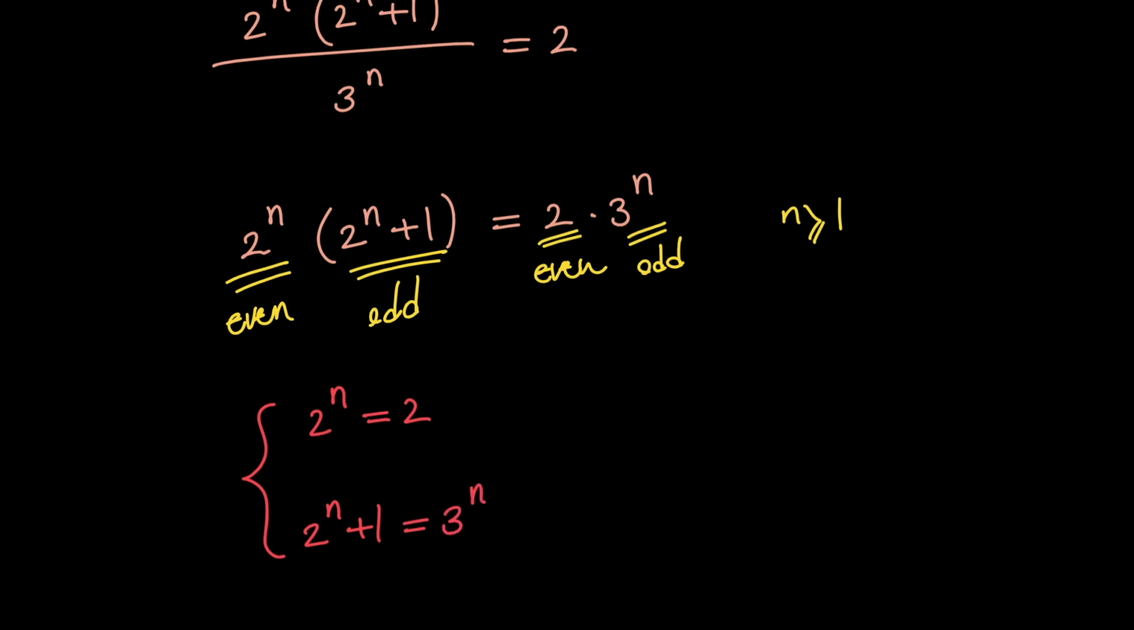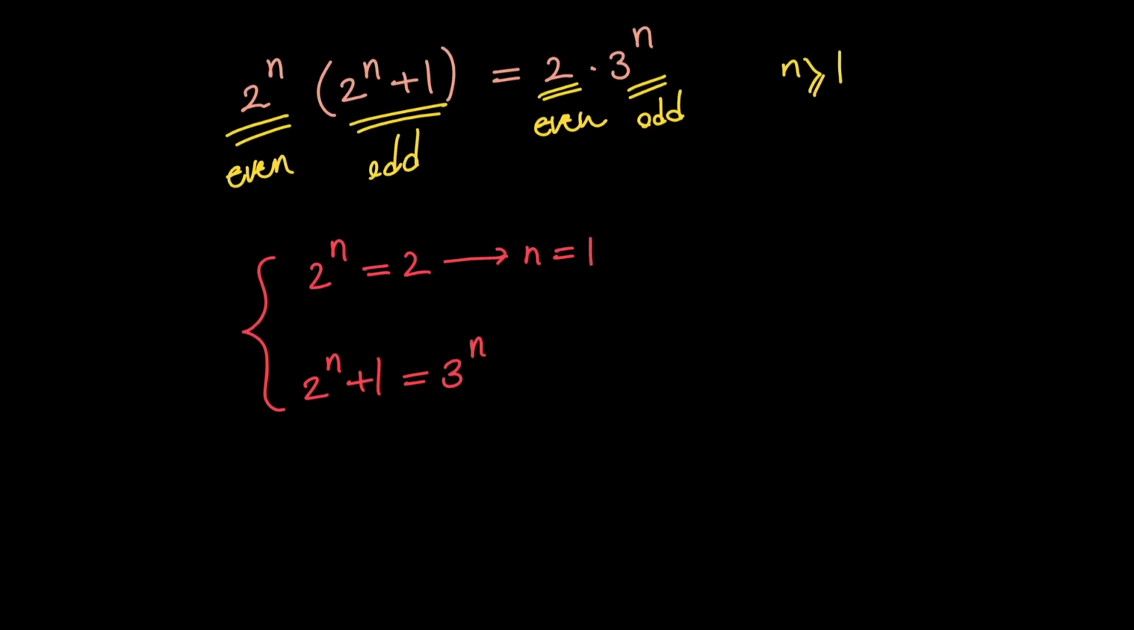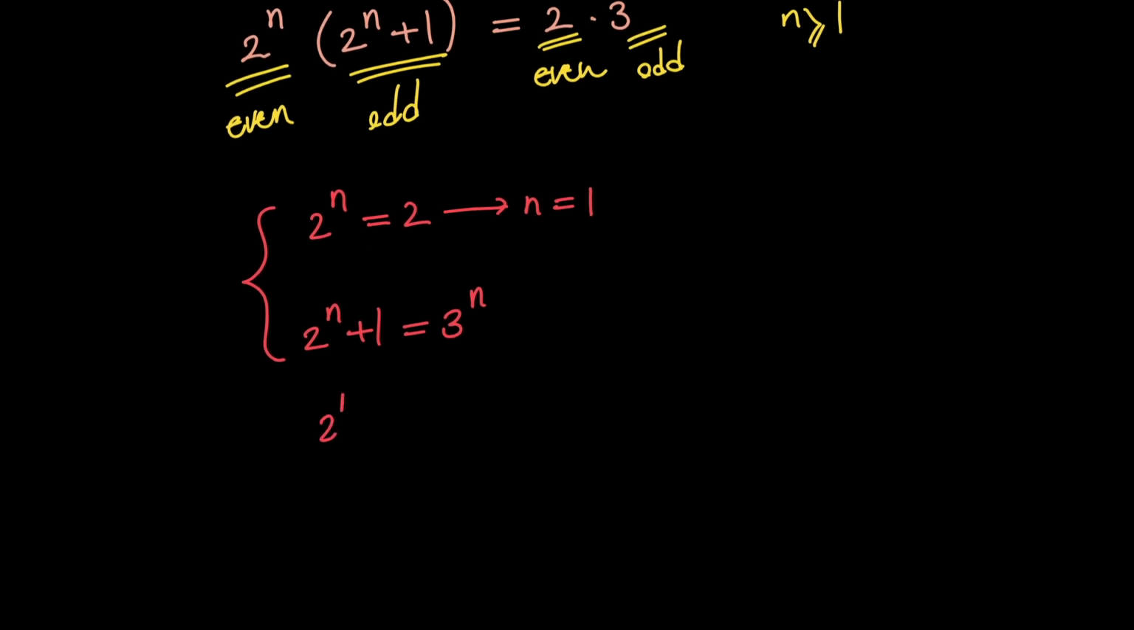From the first equation, we're going to get n equals 1, and since n equals 1 does satisfy our second equation, because 2^1 + 1 equals 3^1, therefore we can say that n equals 1 is a valid solution, and actually that's the only valid solution that we have.